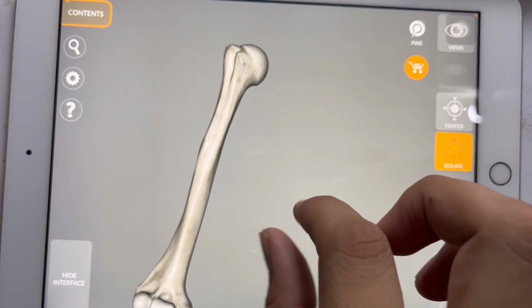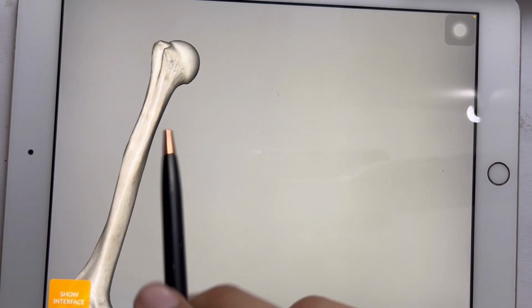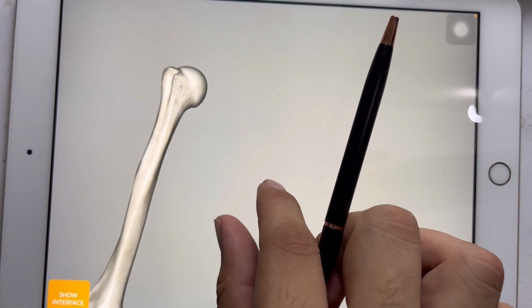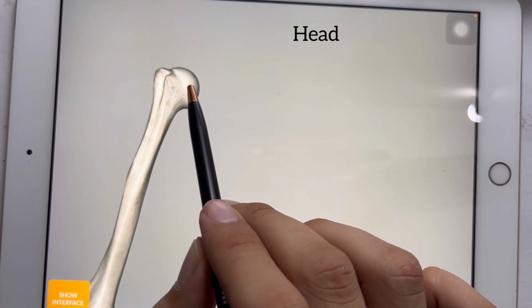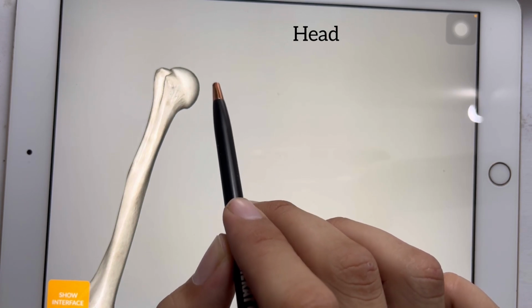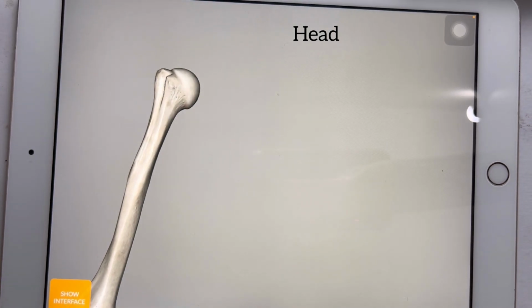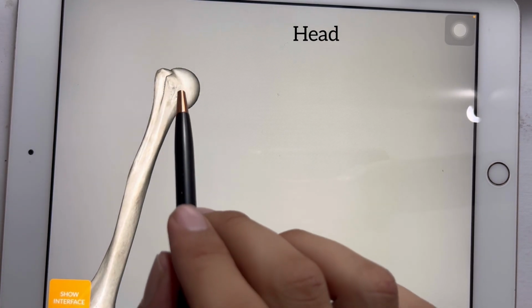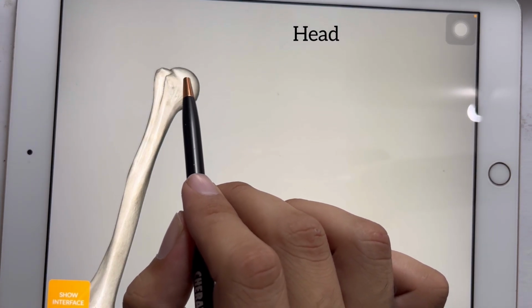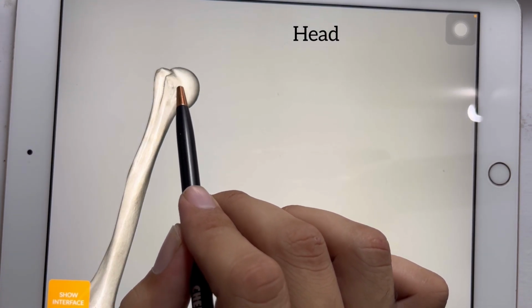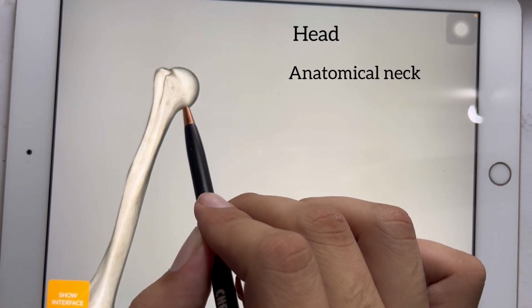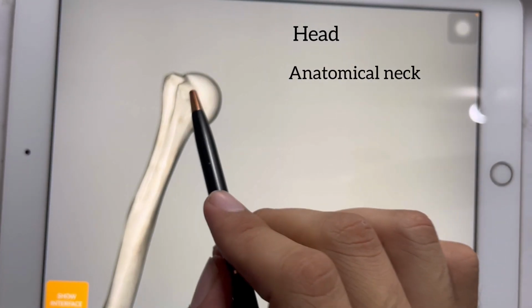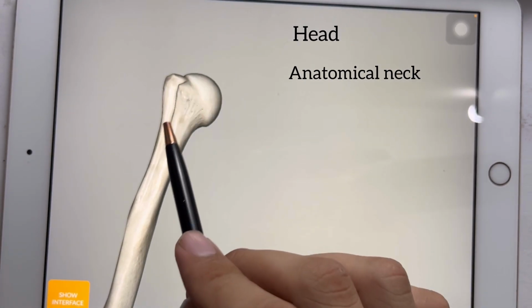So first we will discuss the bony features in the proximal extremity. So at the proximal extremity we have the head, which is round shape, and this forms articulation with the glenoid fossa of the scapula bone. Now student, below the head or distally to the head we have an anatomical neck. This region is called the anatomical neck.